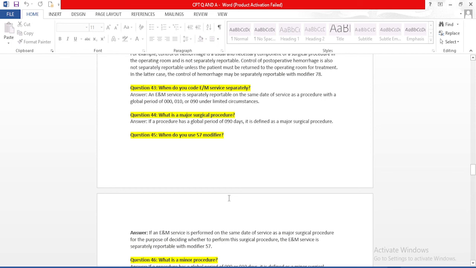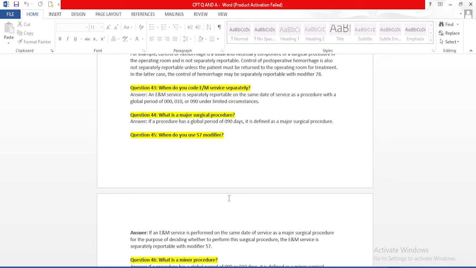Next one, when do you code E&M separately? An E&M service is separately reportable on the same date of service as a procedure with a global period of 0, 10 or 90 days under limited circumstances. What is a major surgical procedure? If a procedure has a global period of 90 days, it is defined as a major surgical procedure.